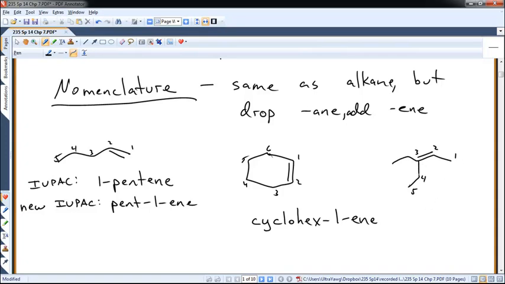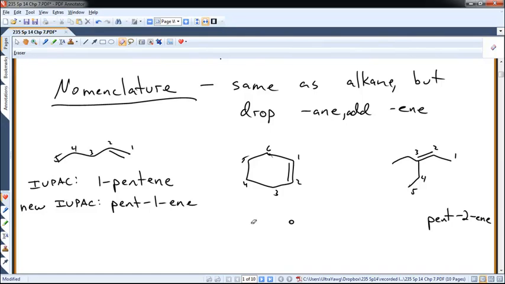At the 3 position, we have an ethyl, which is this. Our main chain is 5 carbons long, and the double bond is at the 2 position. So we have pent as our main chain. Where's the double bond? It's at the 2 position, so pent-2-ene. And what do we have at the 3 position? We have an ethyl group.